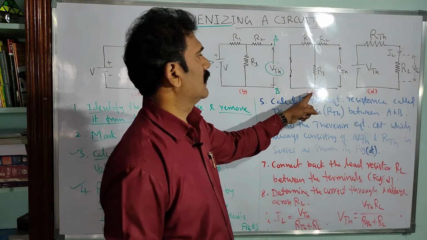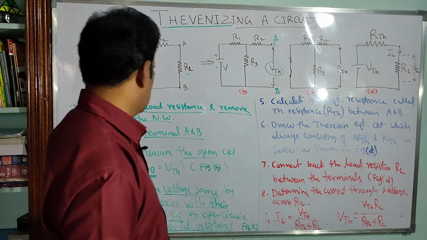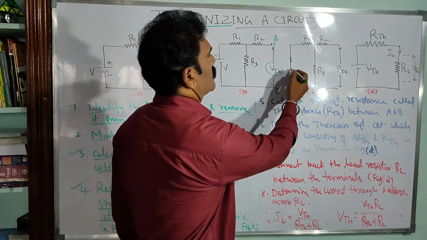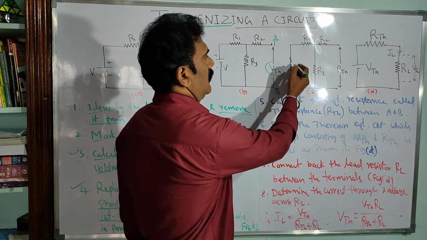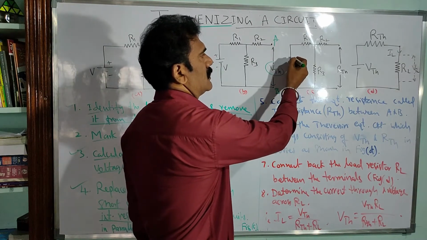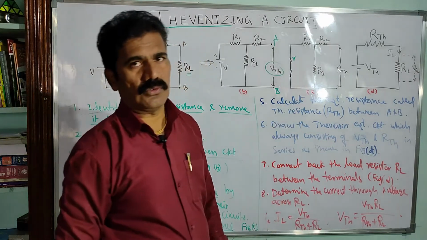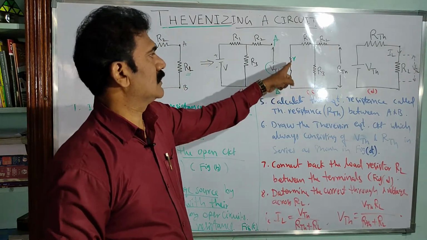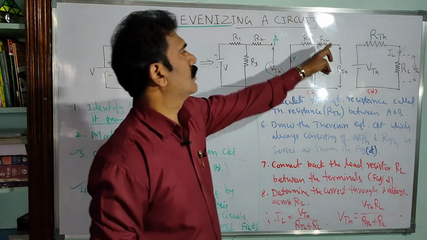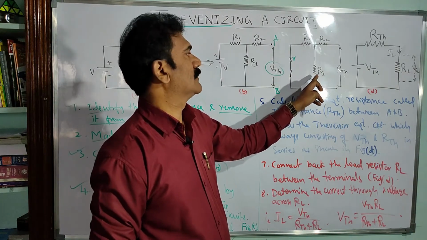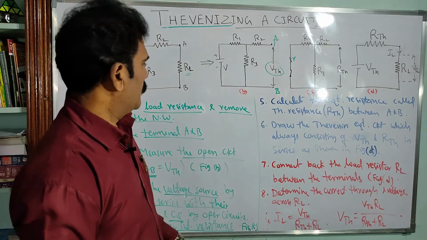Now you can see that in figure C, we have already followed this step. Here the voltage source is removed and it is shorted. This small resistance, let us say the internal resistance of the voltage source, is connected in series with the short circuit. R1, R2, R3 are still there as they are. Clear?